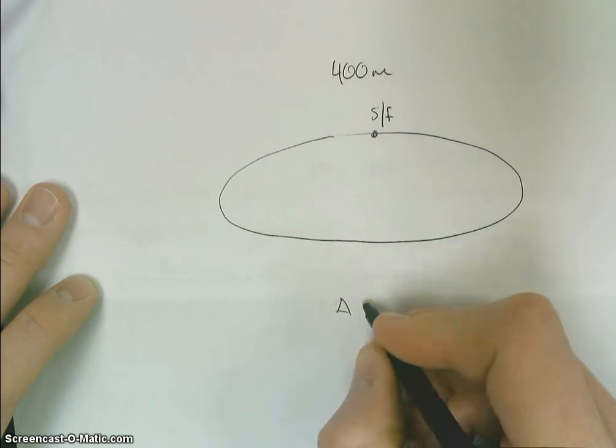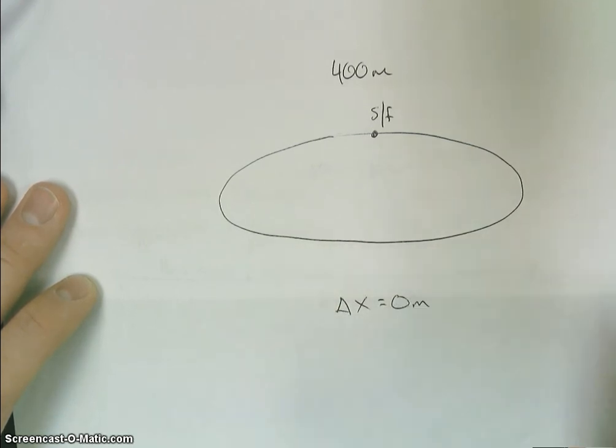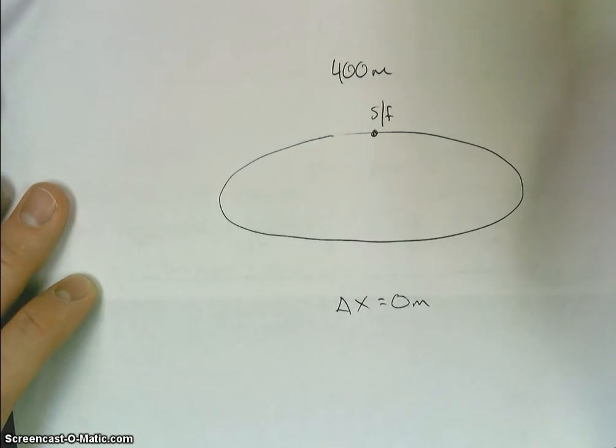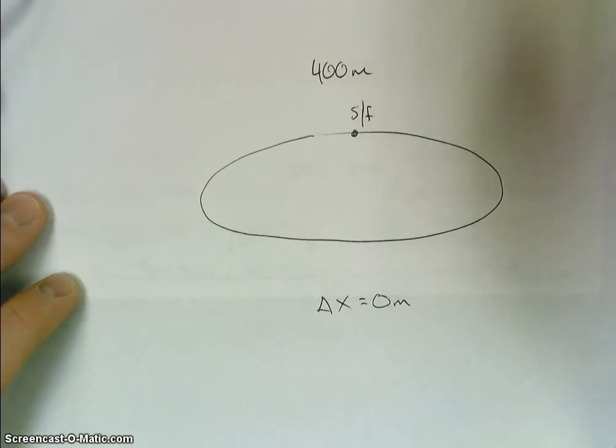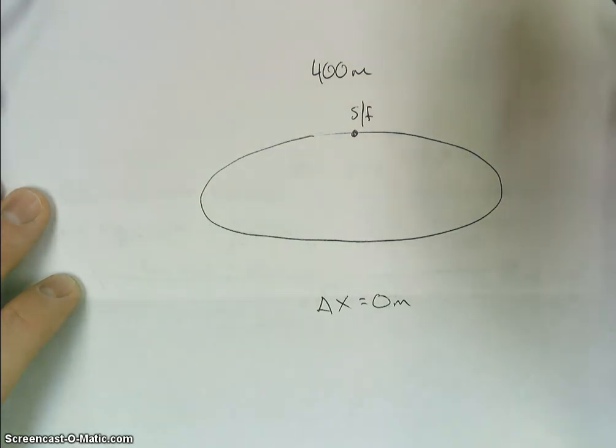Because your displacement, your delta x, your change in position, is 0. You just worked really hard, almost to the point of throwing up. Sometimes you do throw up if you run it right. But you run that far, and technically you don't go anywhere. Those are people that are concerned with displacement.